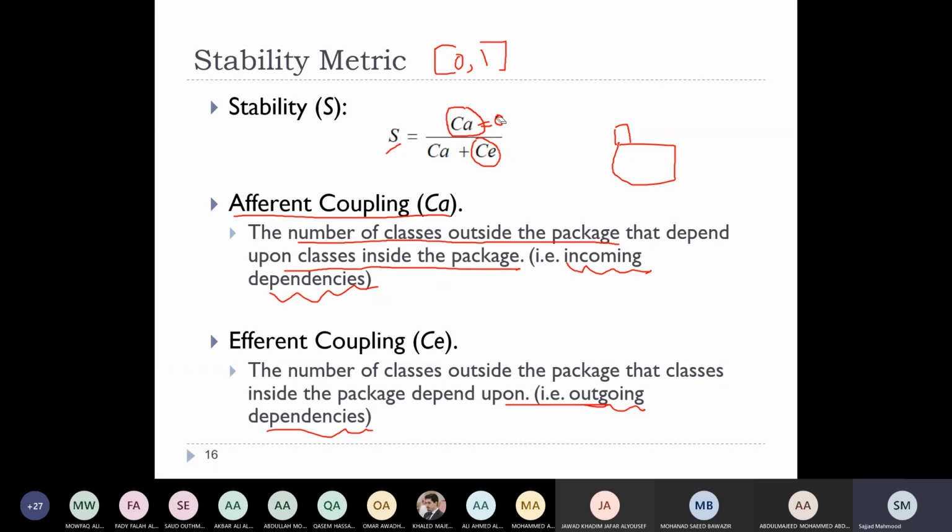So this is okay. Now when will it be 1? When outgoing is 0 and the incoming is non-zero. So it is 1 whether incoming is 1 or a million, it does not matter, right? It will always become 1. So far so good, right?